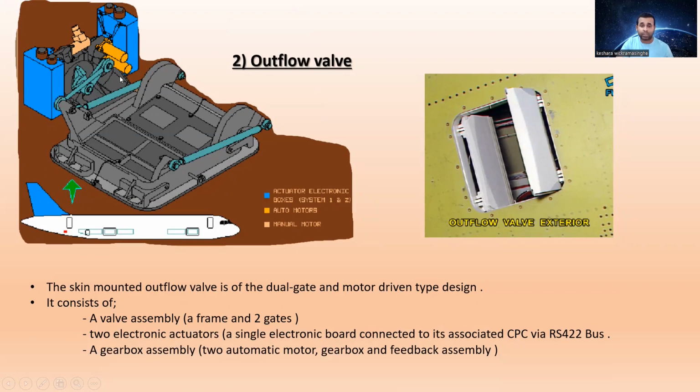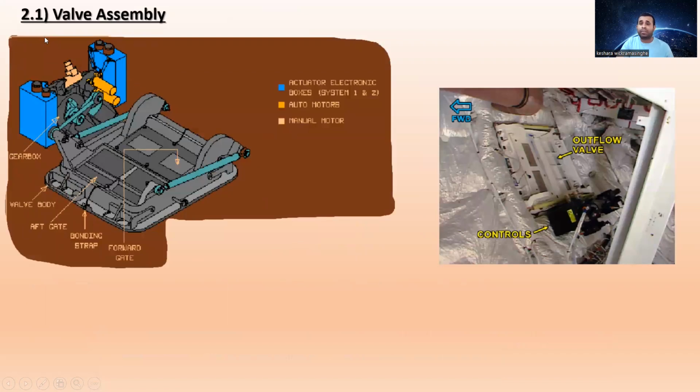These are the 2 electronic actuator boxes, each with a single electronic board connected to its associated cabin pressure controller via RS422 bus. And they have a gearbox assembly, 2 automatic motors, gearbox, and feedback assembly.